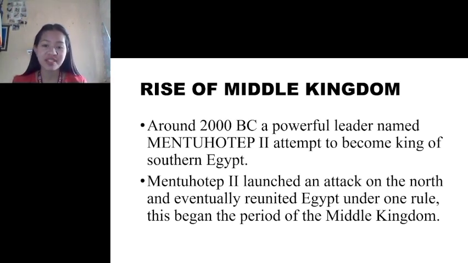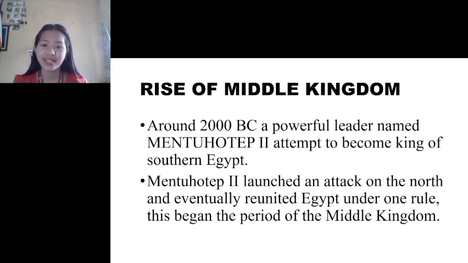Around 2000 BC, a powerful leader named Mentuhotep II attempted to become king of southern Egypt. Mentuhotep II launched an attack on the north and eventually reunited Egypt under one rule. This began the period of the Middle Kingdom.